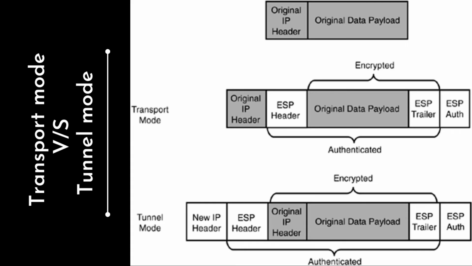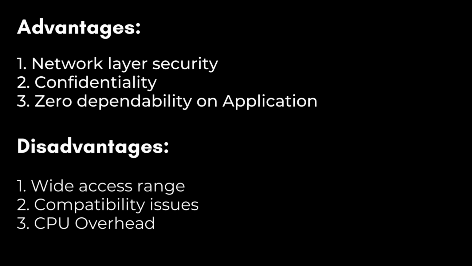Another difference is in transport mode, the outer header determines the IP security policy that protects the inner IP packet. But in tunnel mode, the inner IP packet determines the IP security policies that protect where it connects. This is the difference between tunnel mode and transport mode. Let's see the advantages and disadvantages.